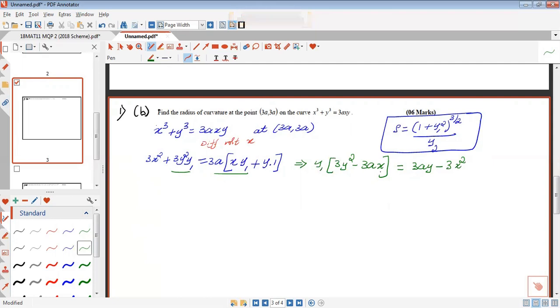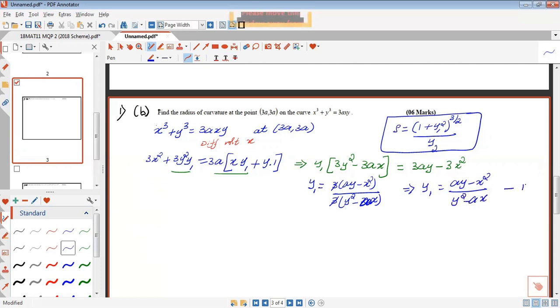Or you can take 3 outside from both the terms, left hand as well as right hand side. Or you can write y1 explicitly as 3 is common, ay minus x square divided by 3 is common, y square minus 3a, ax, right? Or 3 gets cancelled. The value of y1 is ay minus x square divided by y square minus ax. And take this equation as equation number 1, because I'm going to find y2 also, right?